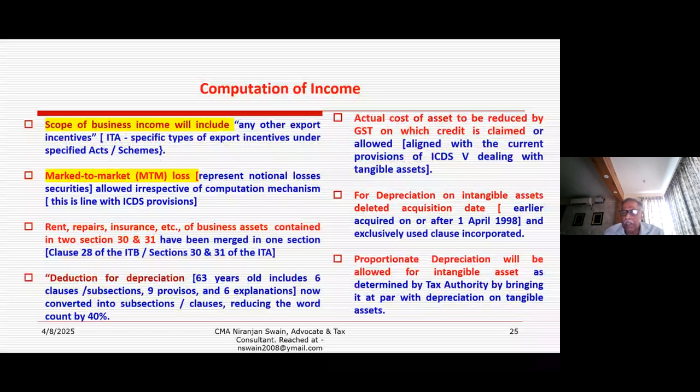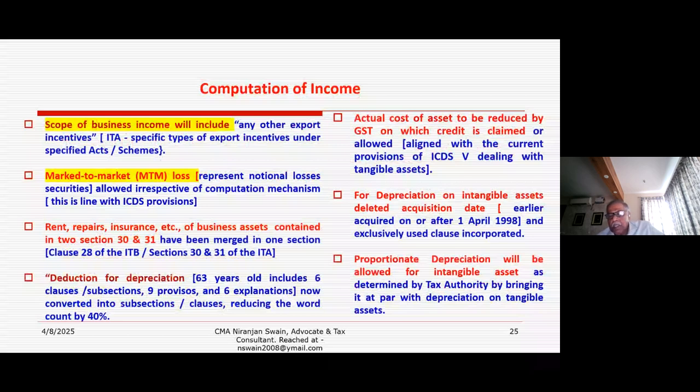Depreciation on intangible assets: the acquisition date restriction is deleted. Actually, that was a restriction. If you acquired any intangible asset, such as intangible software, earlier the requirement was acquisition on or after 1998. If acquired prior to that, you were not eligible for depreciation. Now they have omitted it. There is no restriction. Whenever you acquire it, as long as it continues in use, you can go for depreciation.